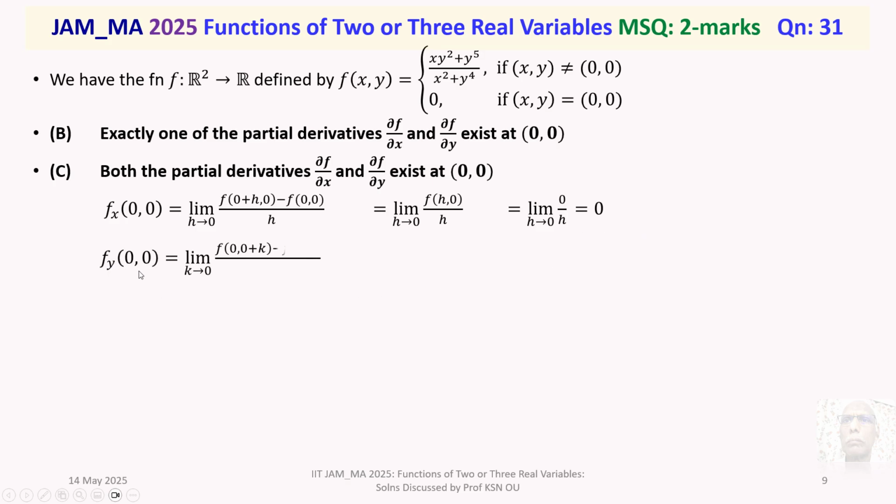So fy at (0, 0), this is nothing but del f by del y at (0, 0): limit k tends to 0 of [f(0, 0 + k) - f(0, 0)] by k.